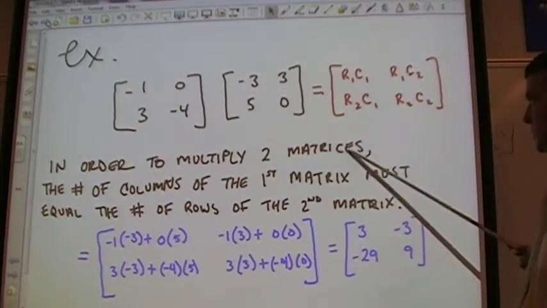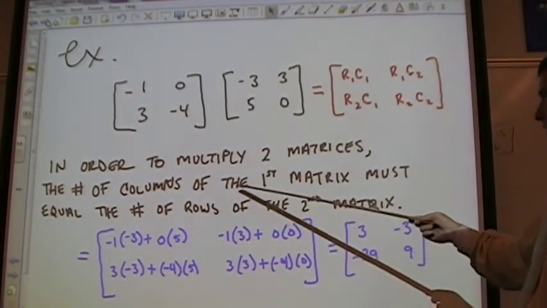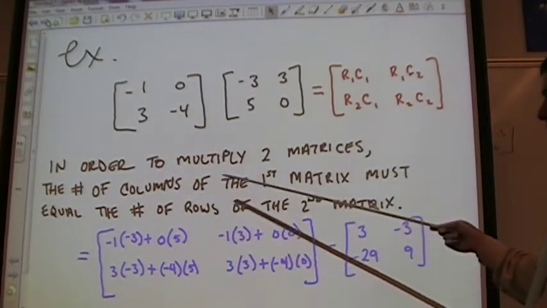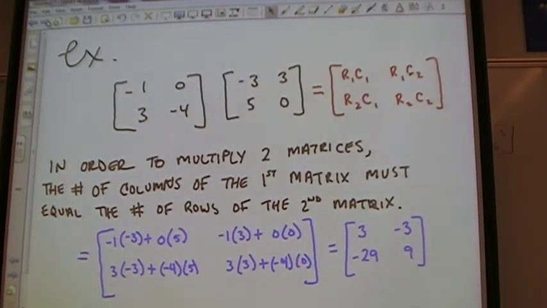In order to multiply 2 matrices, the number of columns of the first matrix must equal the number of rows of the second matrix. Write that down. So they have to be the same kind? No, they don't have to be the same type of matrix. Just the number of columns of the first must equal the number of rows of the second. After you get that down, we'll look at some examples. Number of columns in the first must equal the number of rows of the second.